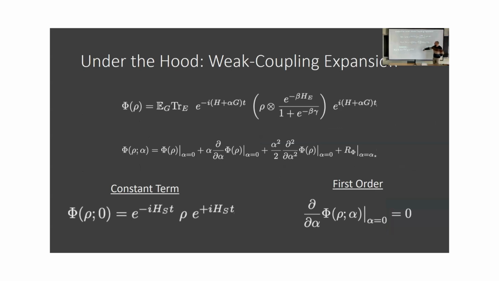So you can think of this as sort of 1 order of G. This is sort of 2 orders of G, and this is everything else. Now this constant term, this is just if you have no interaction, you're just doing Heisenberg evolution. What we're going to do is choose input states rho to the channel that commute with this time evolution. So if it's diagonal in the Hamiltonian basis, then this constant term is just the identity.